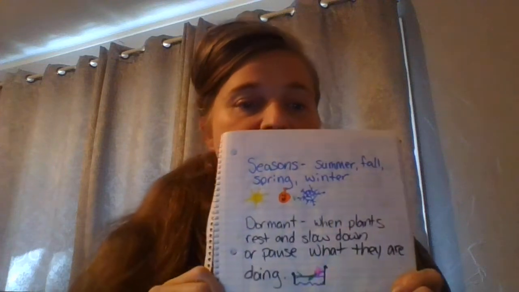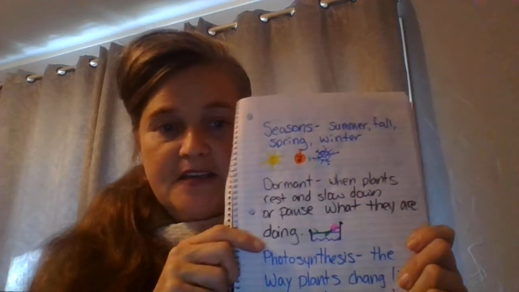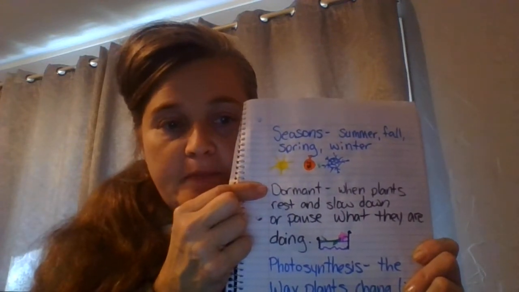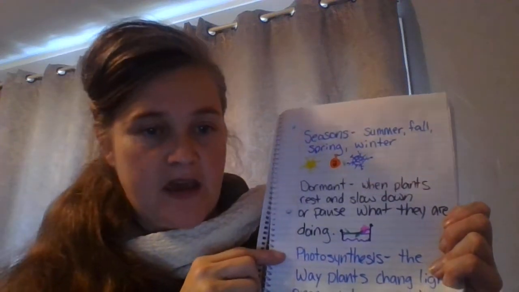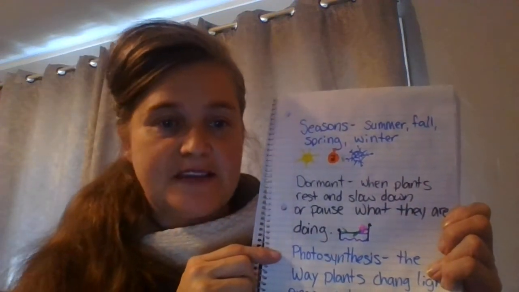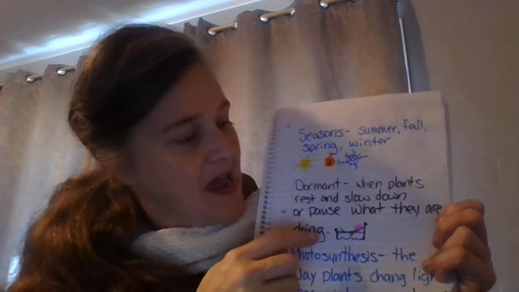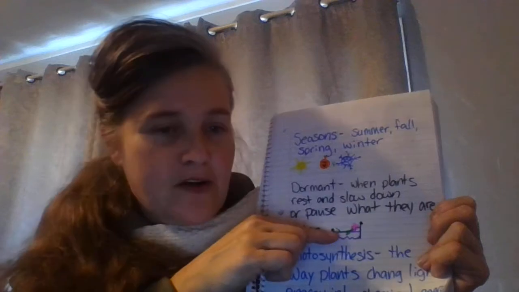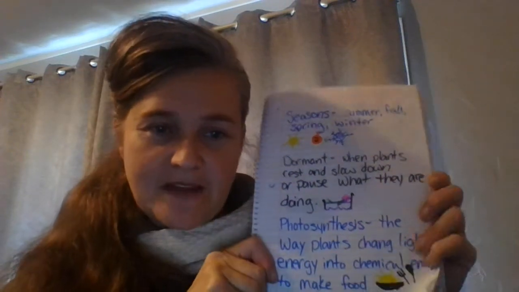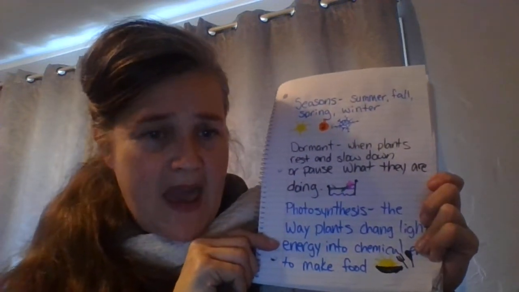Then the next thing in my journal is a word called dormant. Dormant is when plants rest and slow down or pause what they normally do. And you see plants go dormant. You see the effect of that, and we'll talk about that more in the lesson. My little picture to help me remember what this word means is right here. I've got a little bed, and a little flower taking a nap on the bed, so I can remember that's what dormant means. It's taking a little break, slowing way down.